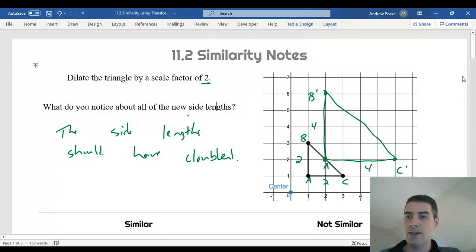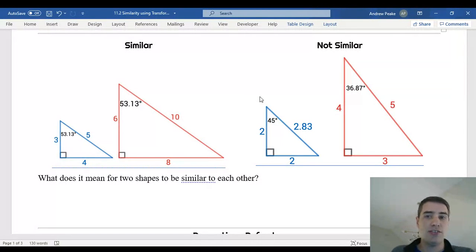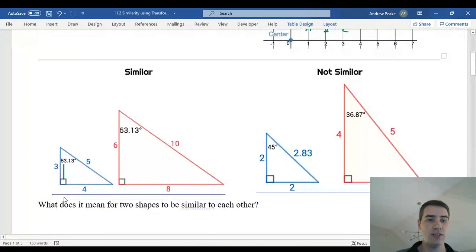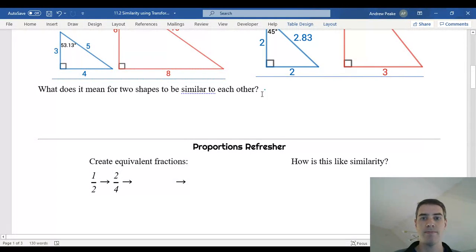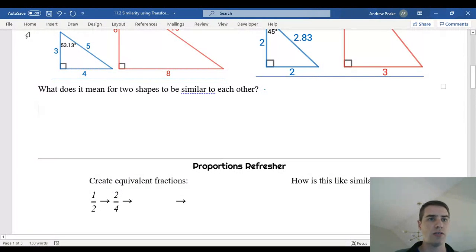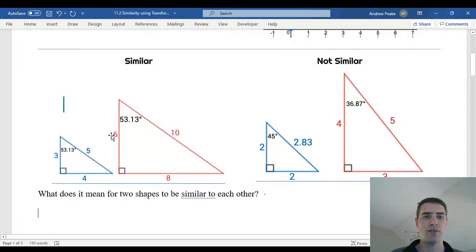All right. Looking at the next couple examples here. Here we have similar and not similar. So an example and then a non-example. So what does it mean for two shapes to be similar to one another? Take a second and look at those. Let's see. So I'll type it on here. We'll go a different color. So what does it mean for two shapes to be similar?